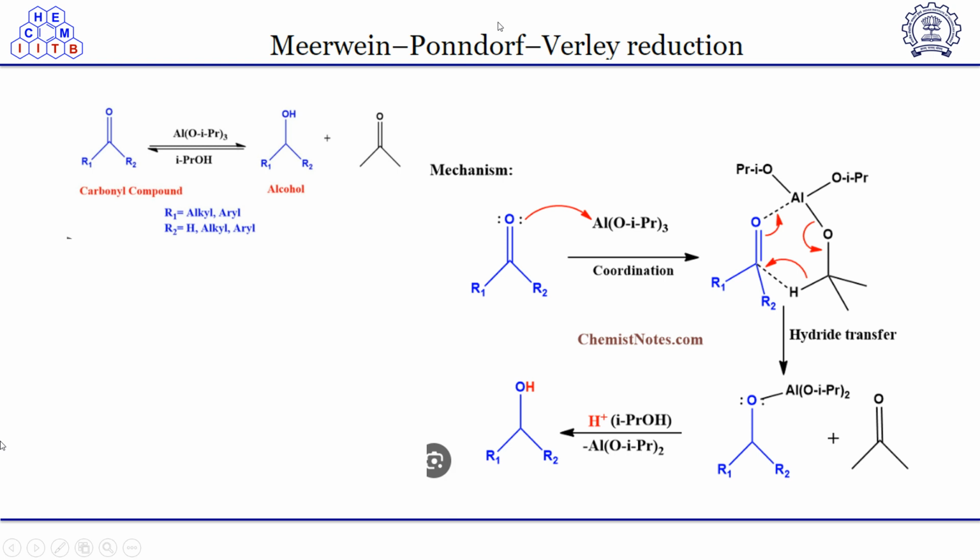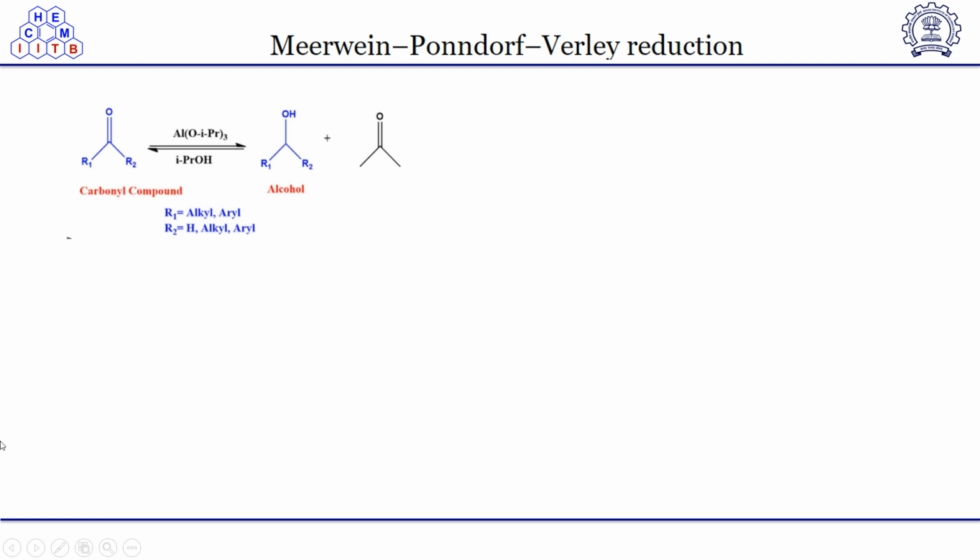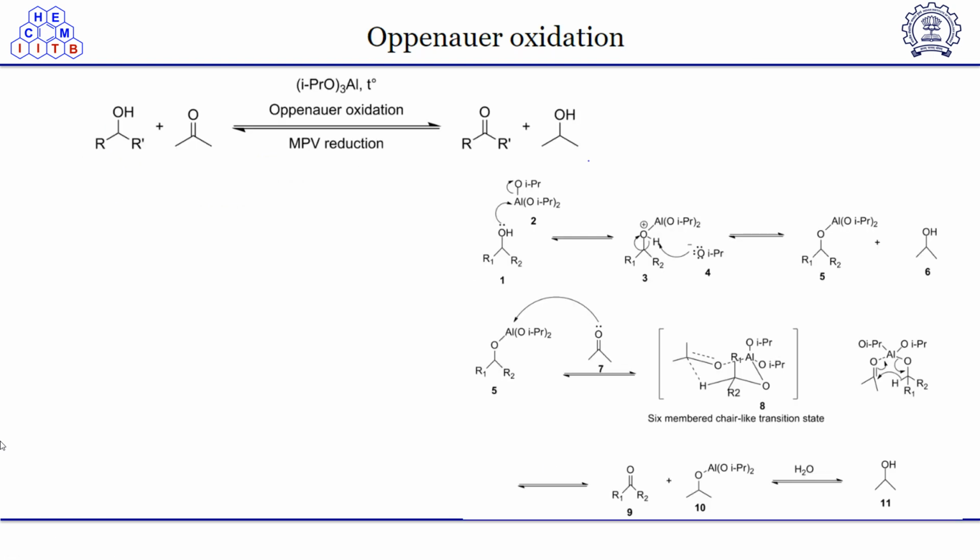So these are actually reversible reactions. When we treat this alcohol with aluminum triisopropoxide, we get the ketone as the oxidized product, and when we treat this particular ketone with isopropyl alcohol, we get the reduced alcohol and acetone as the byproduct. So the forward reaction is known as Oppenauer oxidation, and the reverse reaction is known as Meerwein-Ponndorf-Verley reduction, both of which are catalyzed by aluminum triisopropoxide.